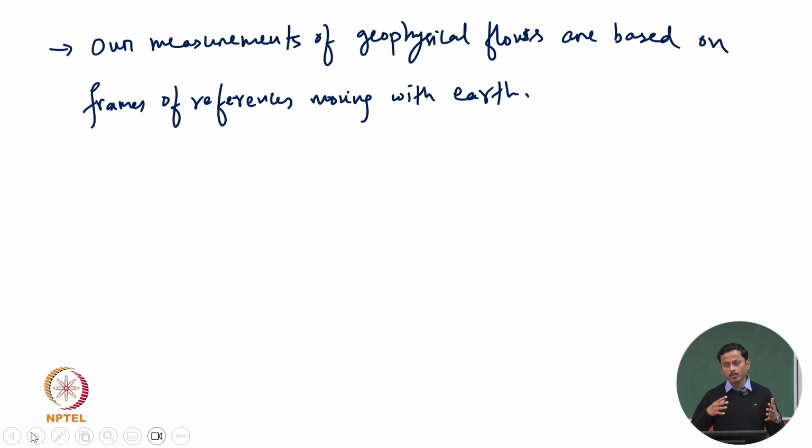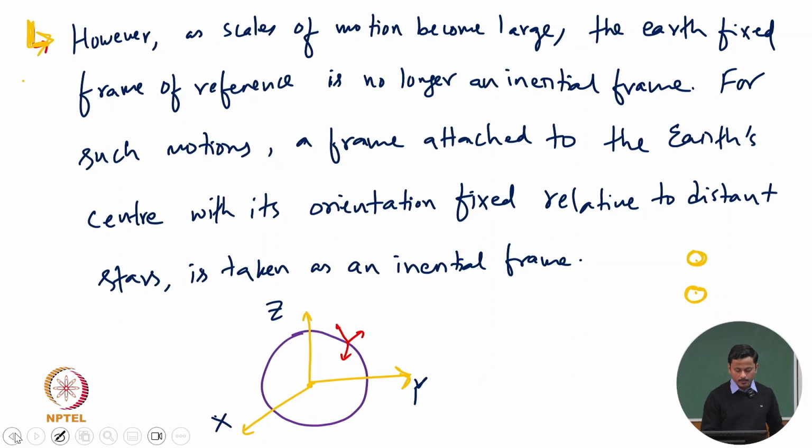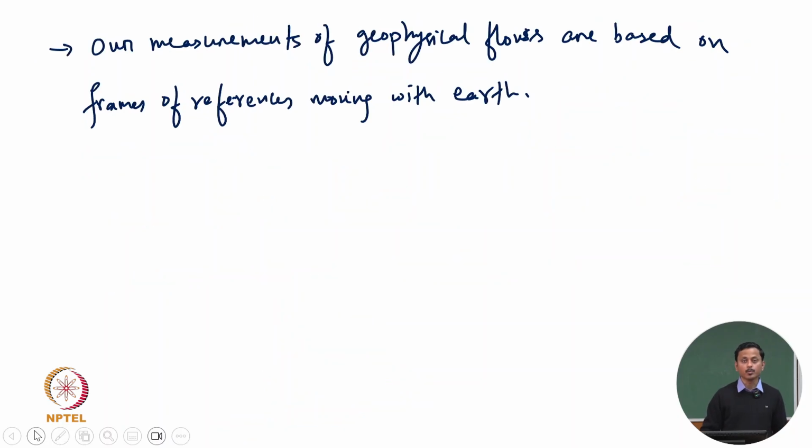So we measure from this frame of reference, which is given by red. We are still measuring our geophysical flows using this red frame of reference, but we are considering this yellow frame of reference as the inertial frame. So we are measuring in this rotating frame of reference, and hence we need to modify our equations of motion. This is because the second law of motion, the conservation of momentum, holds true for an inertial frame of reference. But now, because we are measuring from a non-inertial frame of reference, we need to see how we can transform our equations of motion so that they are also valid there.